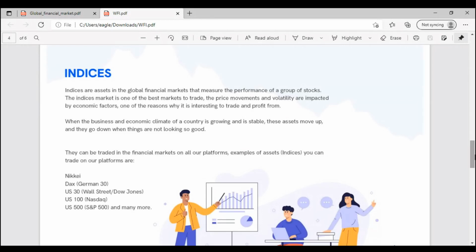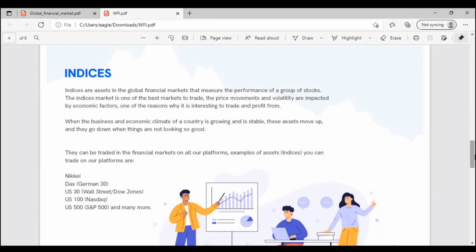The indices market is one of the best markets to trade. I will tell you that for true. Have you seen the US 30 move in a day? The US 30 moves around 300 to 500 points every day on a very good volatile day. 300 to 500 points, and you can make a lot of money from those moves. It is the best market to trade.